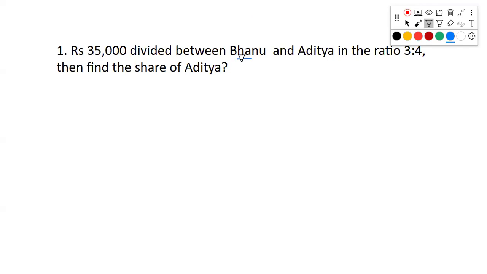Say 35,000 between Bhanu and Aditya, they are in the ratio. Bhanu is 3 units and Aditya is 4 units, say 3 is to 4. And find the share of Aditya. So basically, how do you do this? Out of every 7 parts, Aditya will get 4. Out of every 7 parts, Bhanu will get 3 units. So these are different ways of thinking. I don't know how you are thinking. As long as you are getting the right answer, probably you are thinking right.